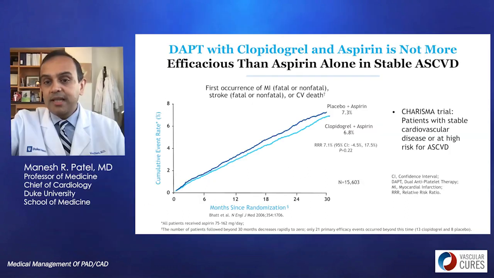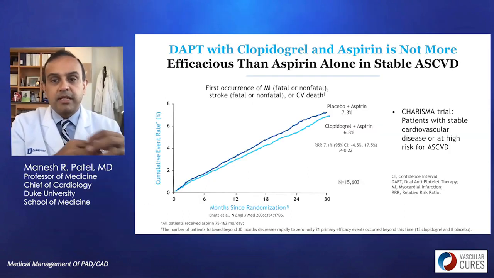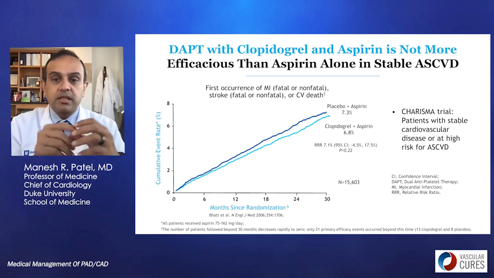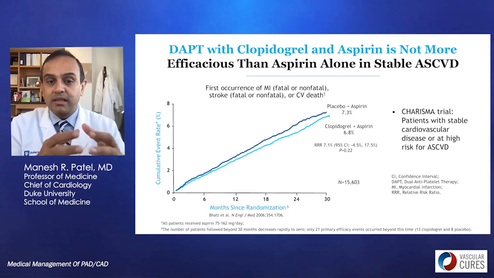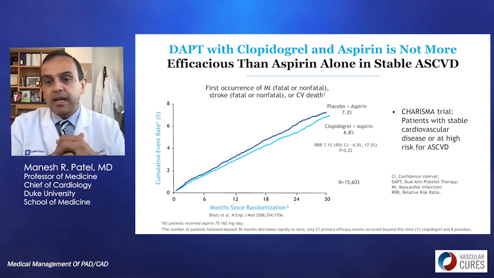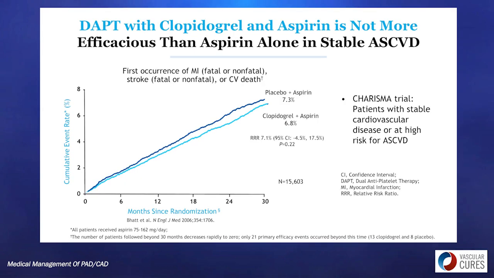But important also to recognize that it wasn't an extremely large benefit and didn't widely get adopted over aspirin because of the cost. Understandably, if clopidogrel is a little bit better than aspirin, the next question many people asked was, is clopidogrel and aspirin better than aspirin alone? And this trial, also now 15 years or so ago, published by Deepak Bhatt in the New England Journal, called the CHARISMA trial, studied patients with stable cardiovascular disease or at high risk for ASCVD, mostly diabetic patients with multiple risk factors. They randomized them to clopidogrel and aspirin, or placebo and aspirin.